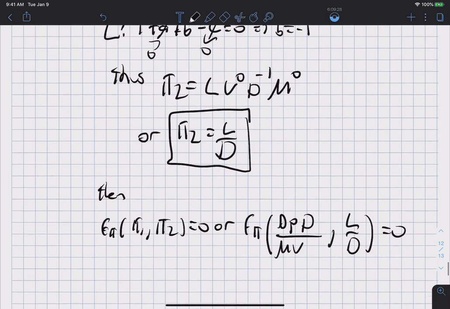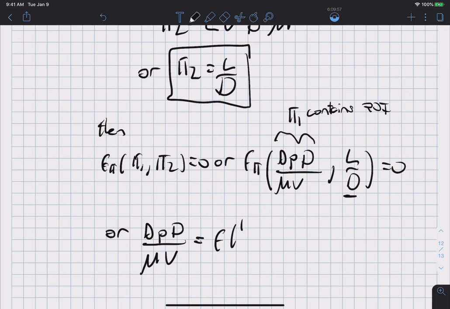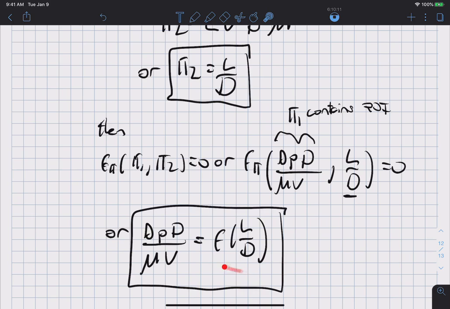equals 0. And we can rearrange this. We can yank out the pi group which contains the quantity of interest, and set it equal to a function of all the remaining variables. In this case, that's L over D. So then doing that, we have delta P times D divided by mu V is equal to some function of L over D. Okay? And now for this particular problem, we can take it one step further. In most cases, you're going to have to stop here because we have no idea what this function is. You need to go to the lab to determine that function.